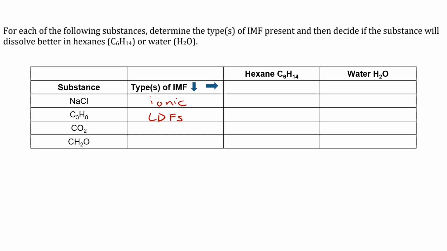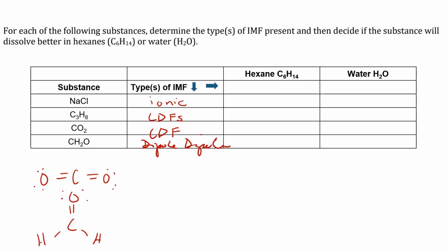CO2, so you have carbon and oxygen, but remember that the structure is, even though it has polar covalent bonds here, overall it's nonpolar. So it's only LDFs. So CH2O, so you have your carbon in the middle, two H's, then your O on the top. So this is going to be dipole-dipole. Hexane only has LDFs, as it is a hydrocarbon, so it's going to be nonpolar. Water has hydrogen bonding, dipole-dipole, and LDFs as well. And it is considered polar.